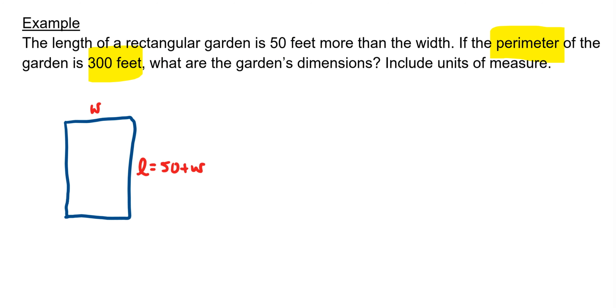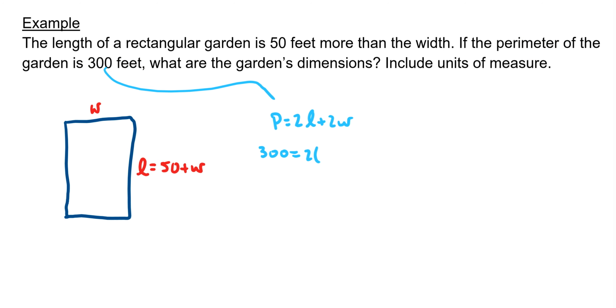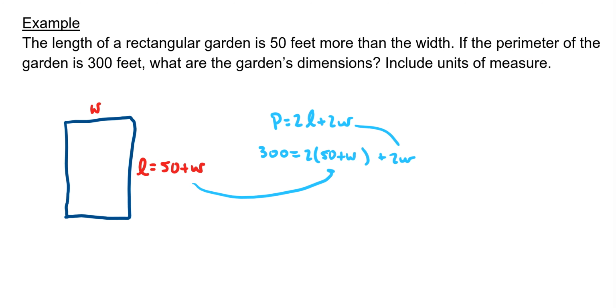So since we're dealing with perimeter, we're going to write down the perimeter formula for a rectangle, which once again is always the same thing. Perimeter is 2L plus 2W, just adding all of the sides together. And we can substitute in the 300 into the perimeter variable P. And then we can also substitute in, instead of L, we can write 50 plus W. So we can still have that plus 2W at the end.